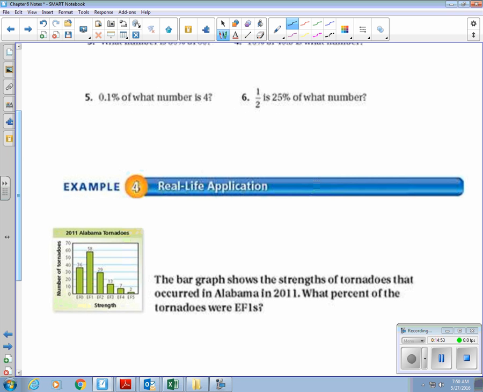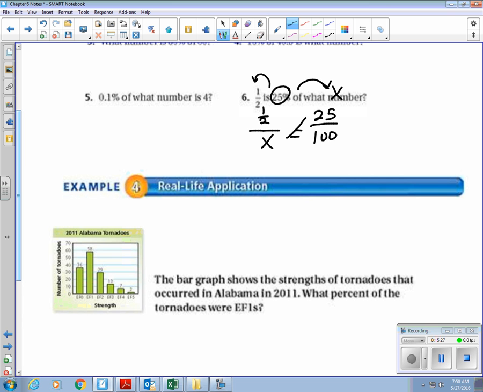1/2 is 25% of what number? It's just a fraction, but that doesn't change the fact that we just put it where it's supposed to be in our proportion. Is is connected to 1/2, so they're giving us the part. They give us the percent. Of is connected to what number, so they're asking us to find the whole amount. So 1/2 is the part, so 1/2 goes in the numerator. 25% is the percent, that goes in the percent ratio. And then what number is what we're looking for, and that's the whole.